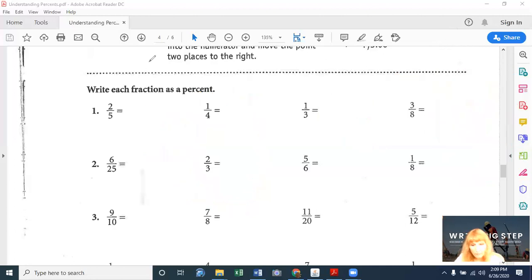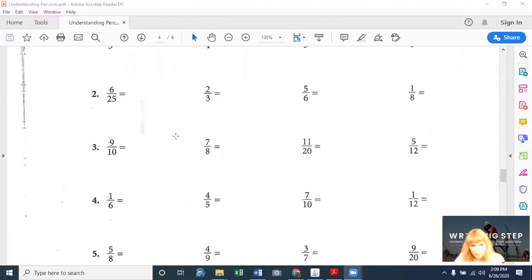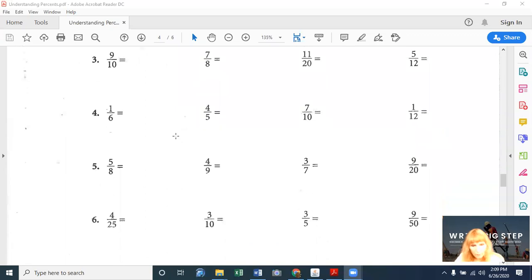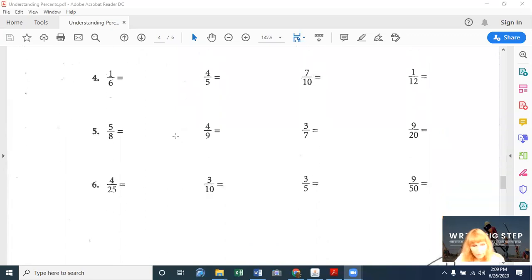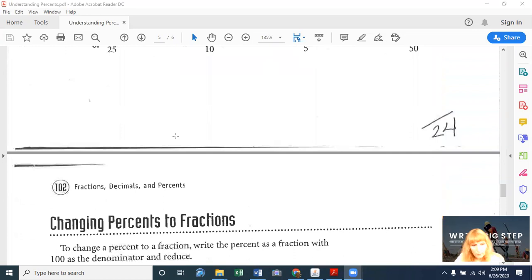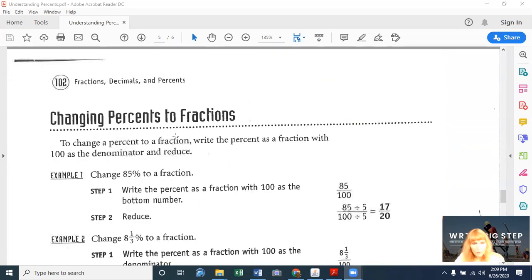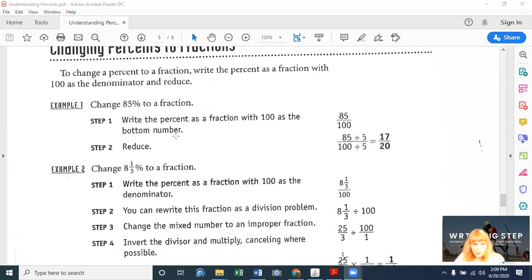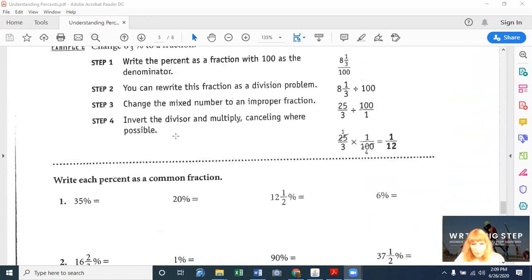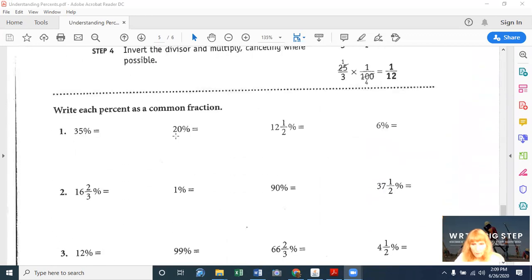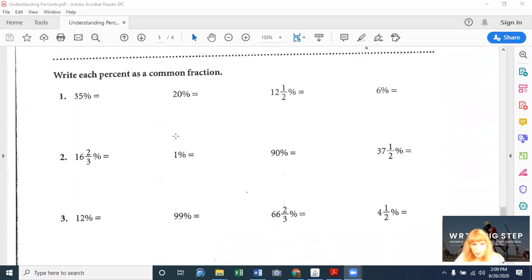Let's clear that. So you've got a lot of those to convert over to percents. Let's look at changing percents to fractions. So there's a couple of different ways. I'll just do some problems rather than look at this example here. So I'd like to look at the first one right here.